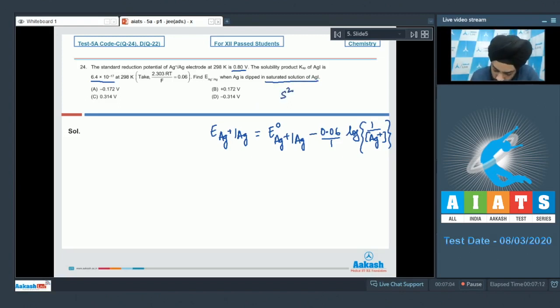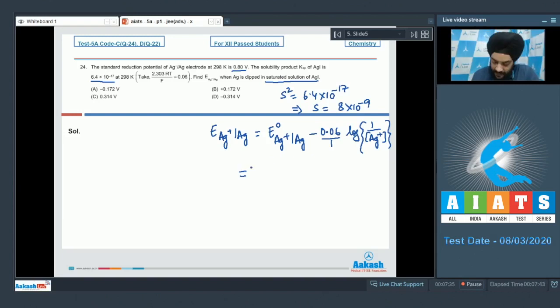ions. So we have S square is equal to 6.4 into 10 to the power minus 17, where S is the solubility. So this means that the value of S can be written as 8 into 10 to the power minus 9. So students, this Ag+ ion concentration is also equal to this number. So all that is left now is to put the values and find out the required potential value.